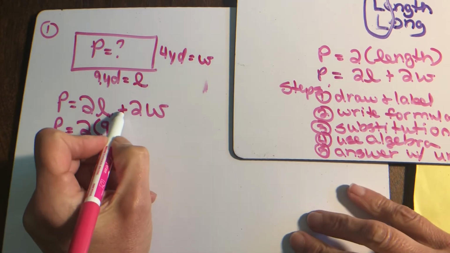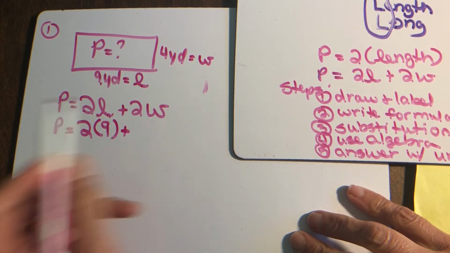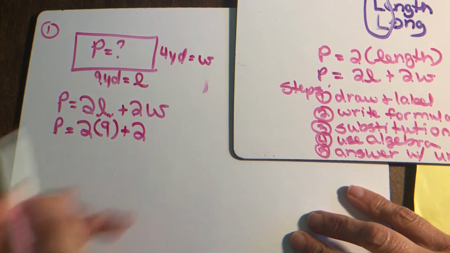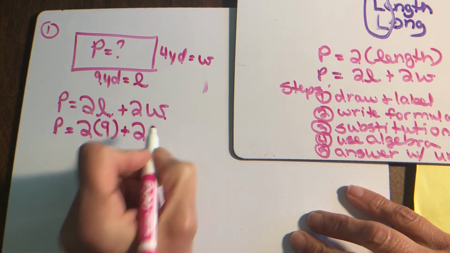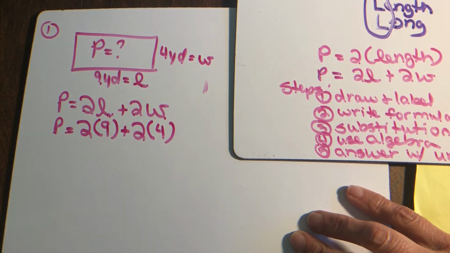Keep the plus sign. That's part of the formula. Keep the 2. That's part of the formula. Do you have a number for the W, width? Yes, it's 4. Parentheses, put the 4.